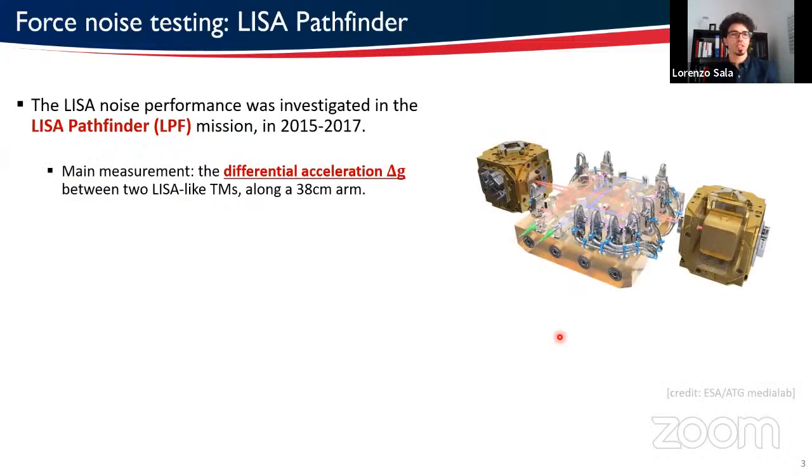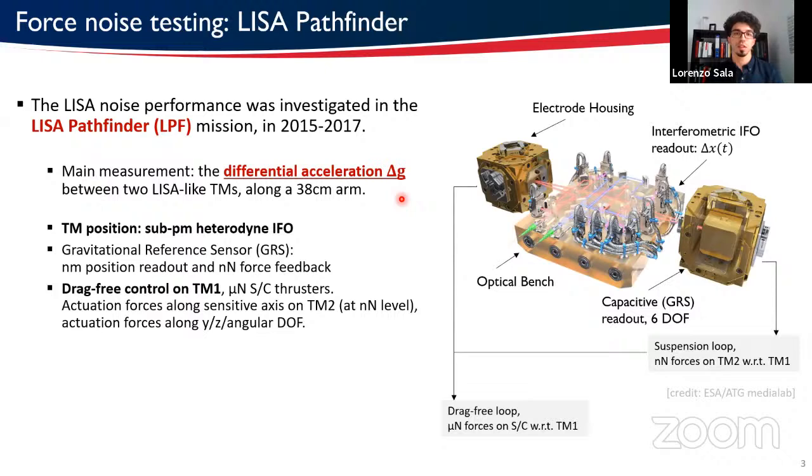I'll go fast on this slide since some speakers have already talked about the LISA Pathfinder mission. We are talking about the differential acceleration between two test masses that were identical to what will be used for LISA. The main objective of LISA Pathfinder was measuring the quality of the free fall of these test masses along a sensitive axis, in which there was a measurement by a very sensitive interferometer that is depicted here.